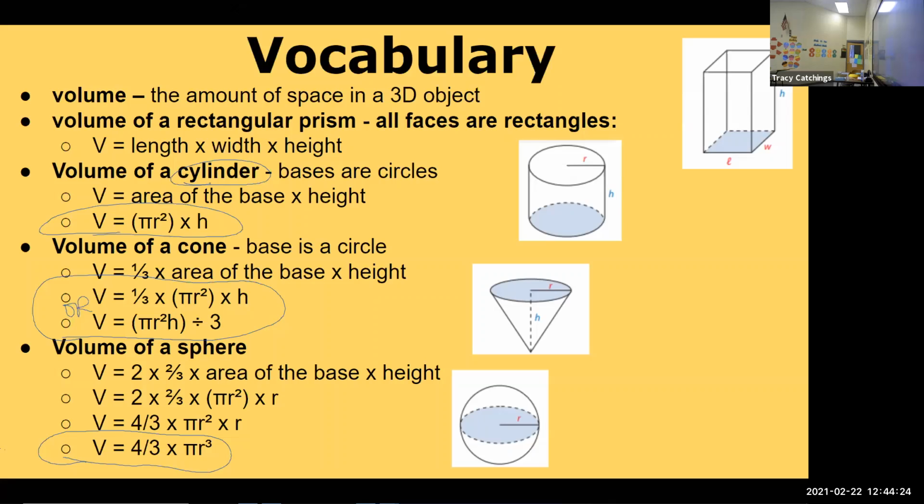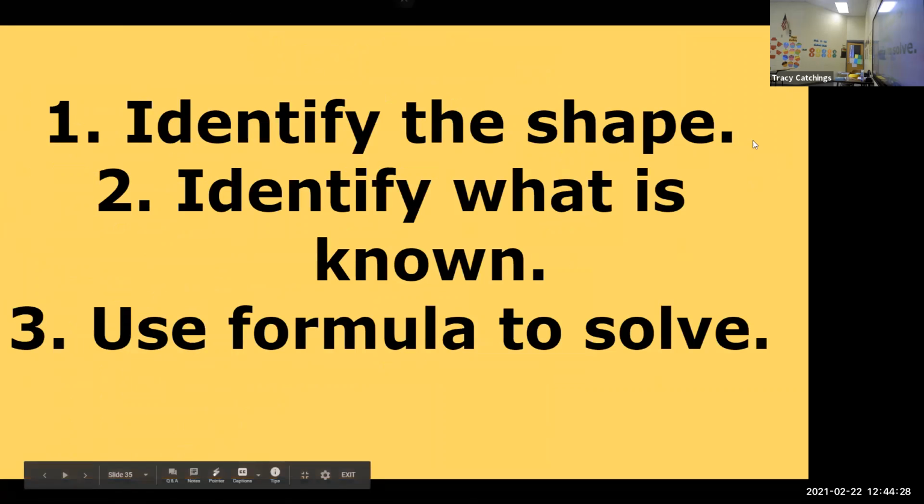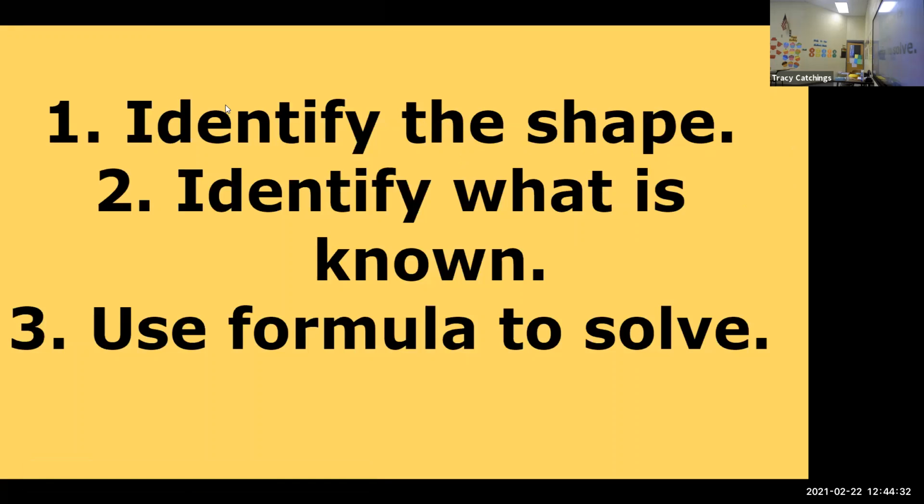You got it now, man? All right. So pretty much only 3 steps. First, identify the shape. Ask myself, did they give me a cone, a cylinder, or a sphere? Identify what is known, meaning what parts of that formula did they give me? And then finally use that formula to solve.